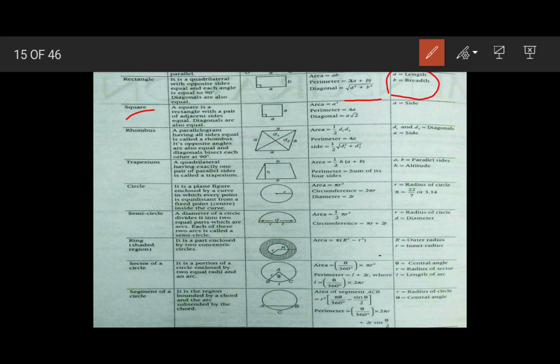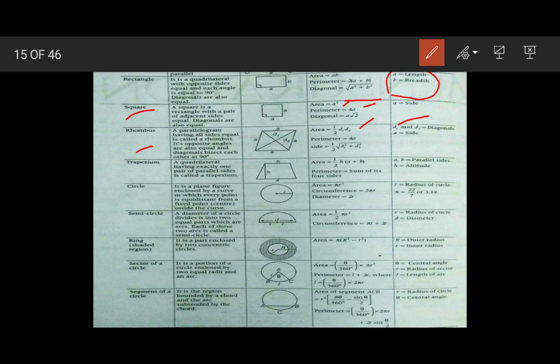Definition is a square is a rectangle with a pair of adjacent side equal, right? Diagonals are also equal. So square means all the sides are equal and diagonals are also equal and all angles are right angles. Okay, so area is A square, perimeter is 4A, diagonal A into root 2. Here A means side. Okay, then next is rhombus.